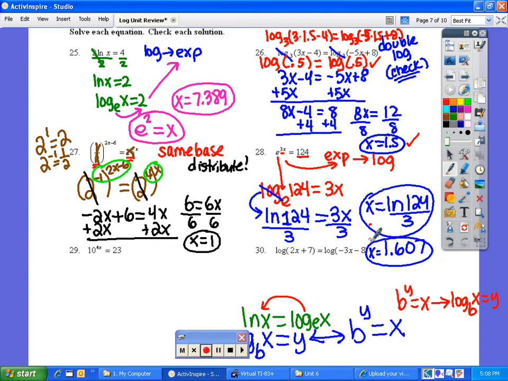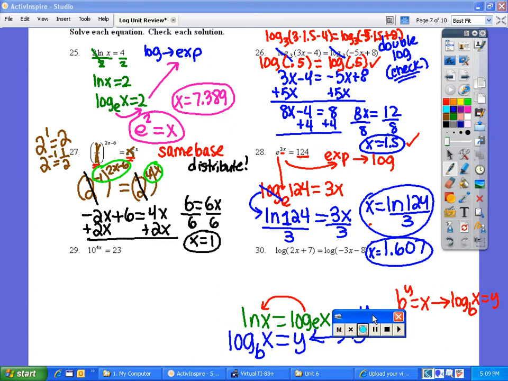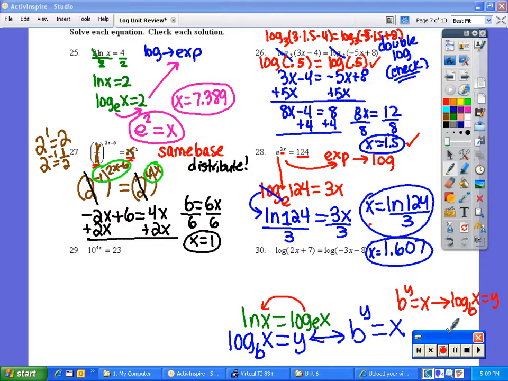Alright, 28 and 29 are exactly the same, except one has base e, one has base 10. But they're the same problem. So it is another exponential to log problem.